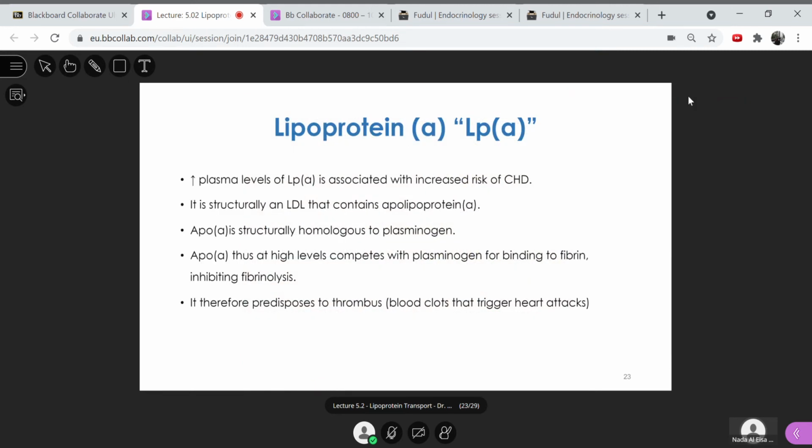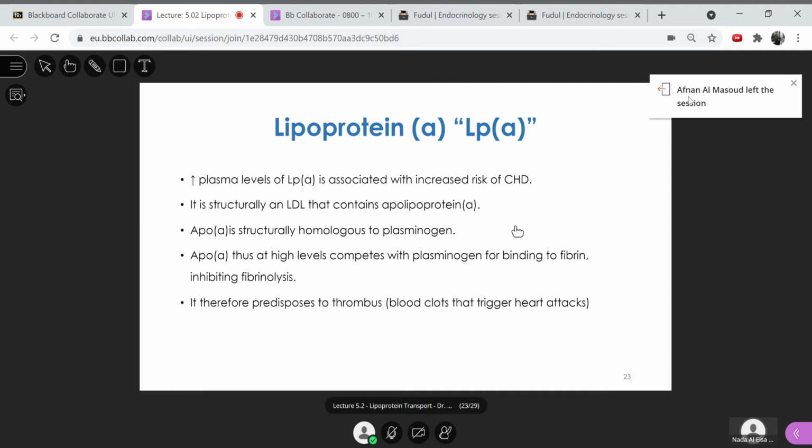Right, there is another lipoprotein particle called lipoprotein A. It is exactly the same as, or similar to, LDL. The only difference is that it has an additional apolipoprotein called apolipoprotein A. The higher the plasma levels of this lipoprotein A, the increased the risk of coronary heart disease. Why is that? The only different thing between lipoprotein A and LDL is our apolipoprotein A. It is structurally similar to plasminogen.